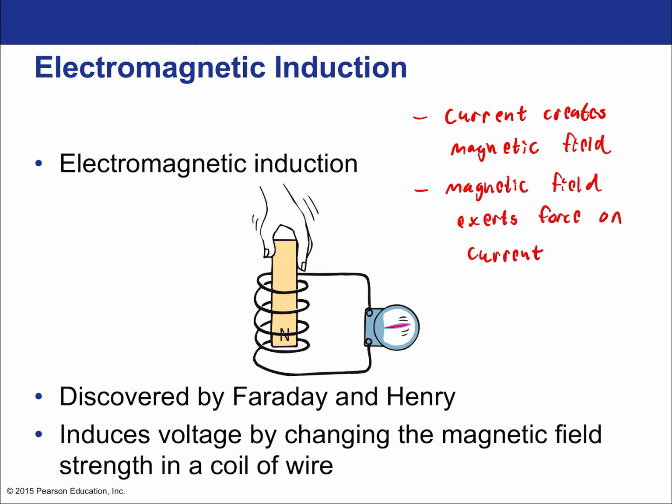And historically, this is what was known first. But if a current creates a magnetic field and a magnetic field exerts a force on a current, could a magnetic field create a current? Because we haven't seen that. It seems like things are going in one direction almost, but can magnetic fields do something besides just exerting a force? Can they actually create a current? Well, let's think about it. Electromagnetic induction, discovered by Faraday and Henry, shows that a voltage can be created by a changing magnetic field.